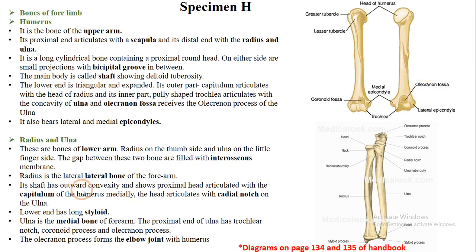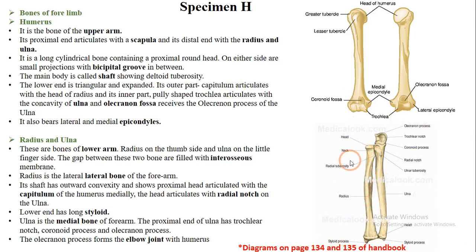The next bones of the forelimb are the radius and the ulna. These are the bones of the lower arm: the radius on the thumb side and the ulna on the little finger side. If you see your hand, on your thumb side is the radius and towards your little finger is the ulna. There is a gap between the two bones, and this gap is filled by a membrane called the interosseous membrane.